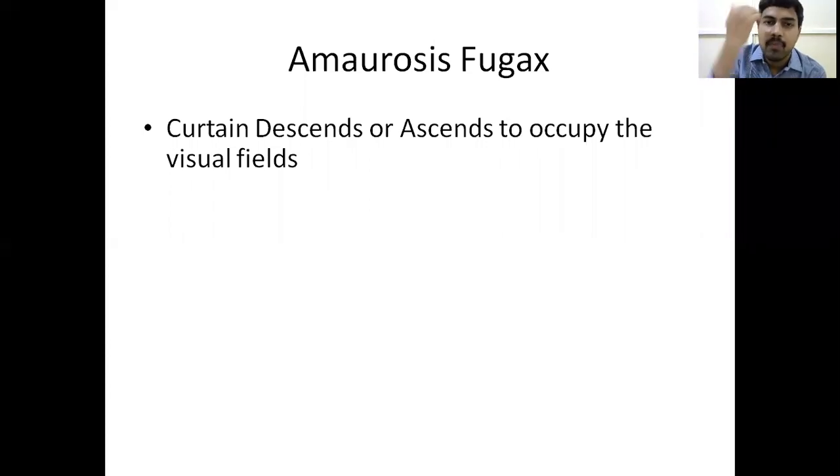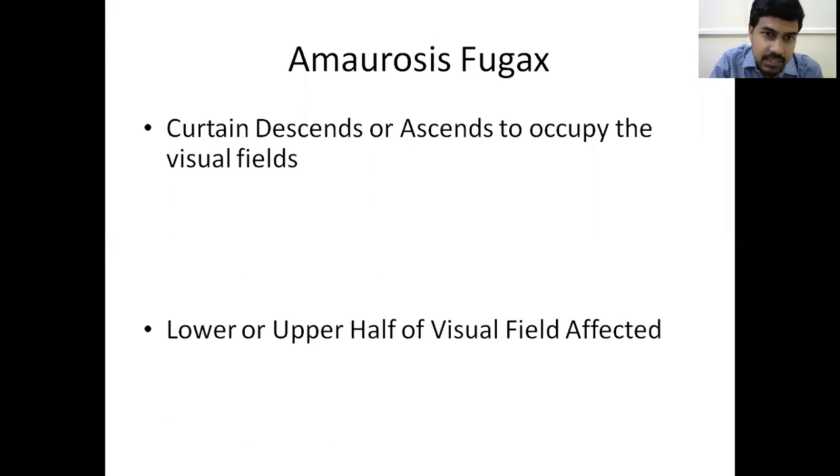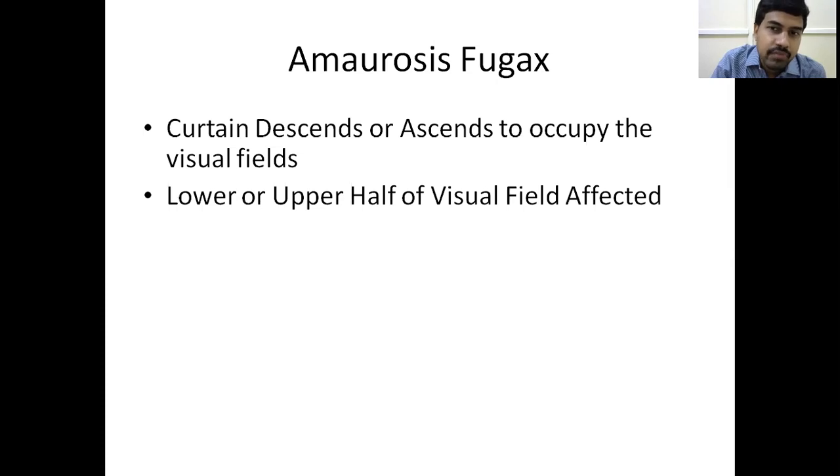It can fall from above, or the black curtain of vision loss can ascend from below. And it goes back in the same order. Suppose the vision loss occurred from up to down; gradually, it will resolve in the same way. The curtain will again gradually lift up. So the patient says that like a curtain, the vision is gradually falling. That is what the patient says. So the lower or upper half of the visual field can be affected.